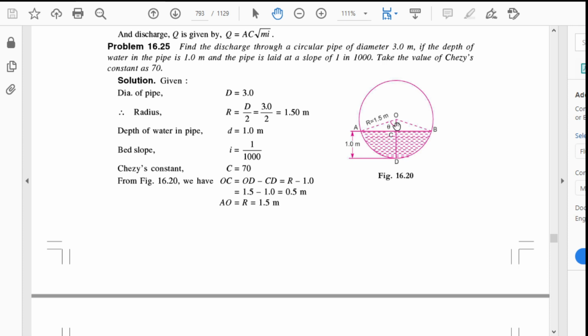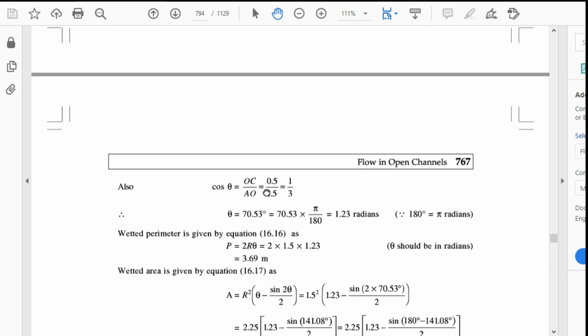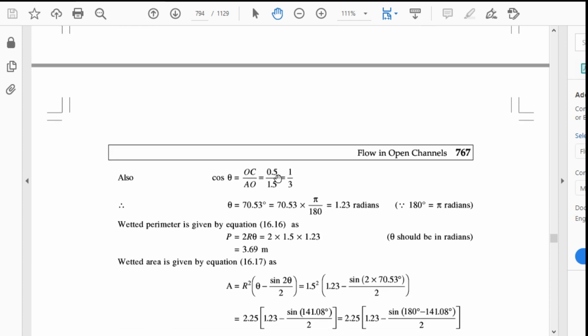Okay, as OC is the cos component of theta, we can easily find the value of theta from OC equals R cos theta. This is from simple geometry. Now, with R cos theta, the R value is known to us and OC is also calculated, so cos theta will be 1 by 3.